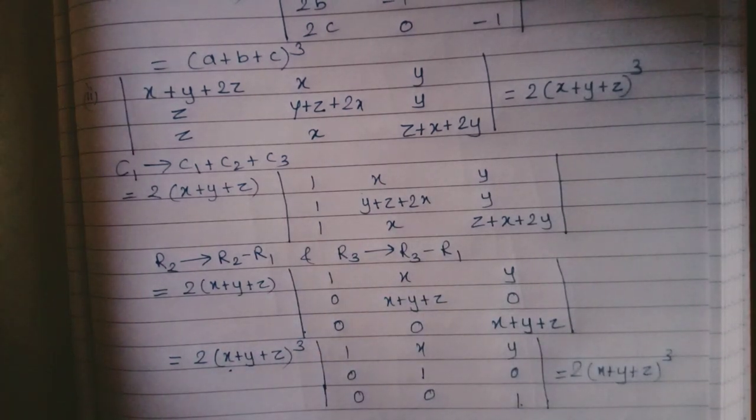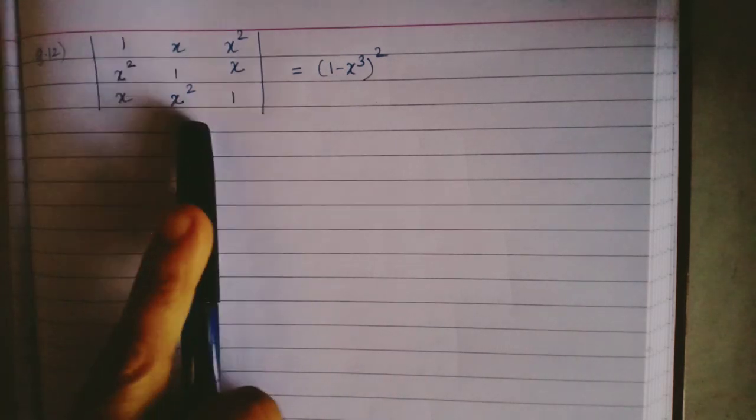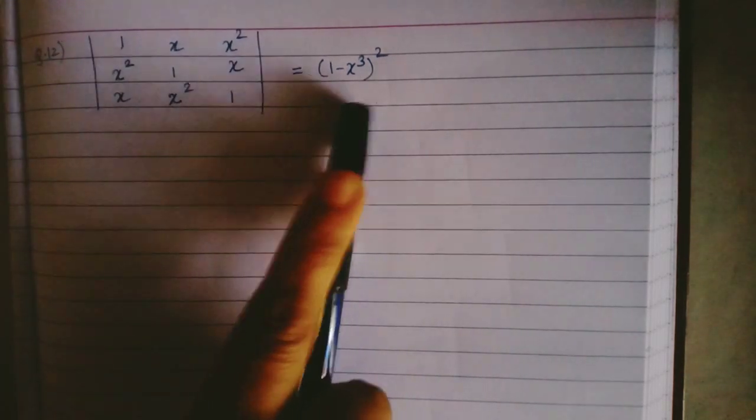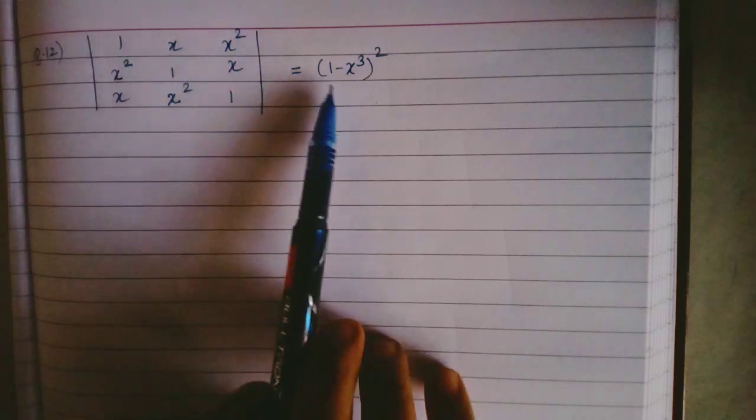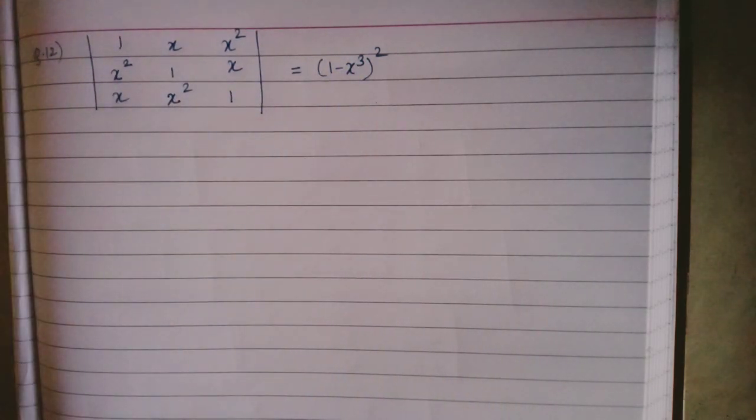Next question is question 12. So we have to prove this determinant equal to this. Now we want to take out 1 minus x cube from this. If you expand 1 minus x cube, you will get it as 1 plus x square into 1 minus x. That is your 1 minus x cube.